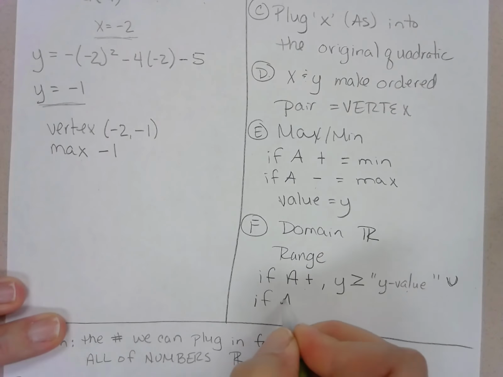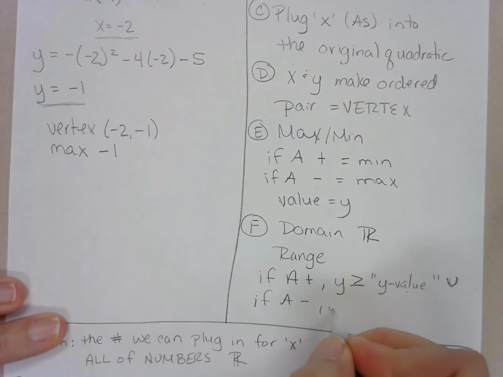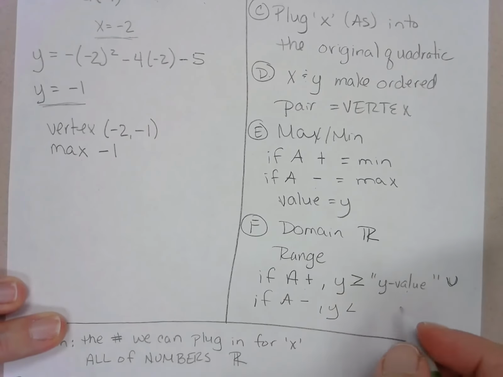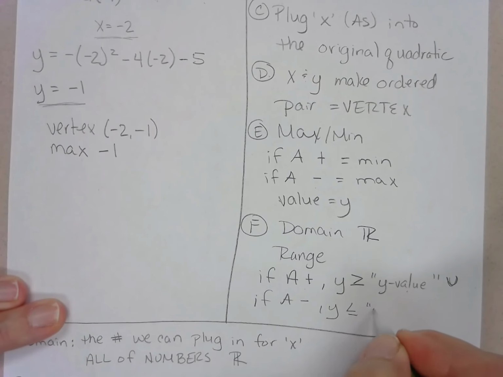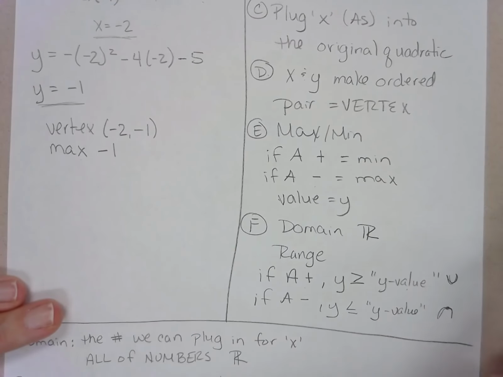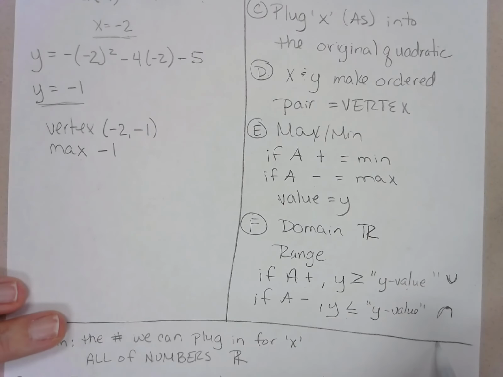If my A is a negative number, my graph is going to be y is less than or equal to whatever the y value is. So if my graph looks like this, my y value is here, it's a maximum, and all of my other y's are going to be smaller numbers than that.